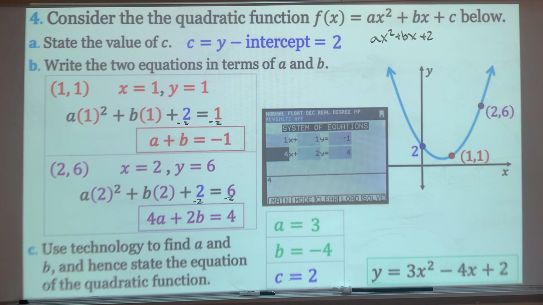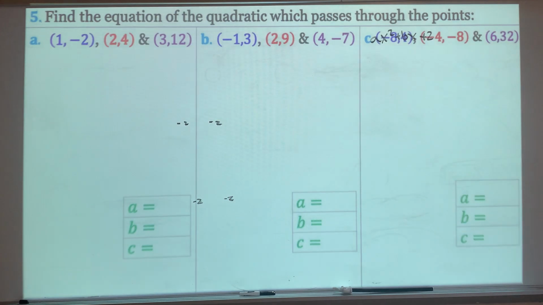All right, so now I want you to do problem number 5. Problem number 5 has an A, B, and C to it. Yes or no? Right. So use your calculator.